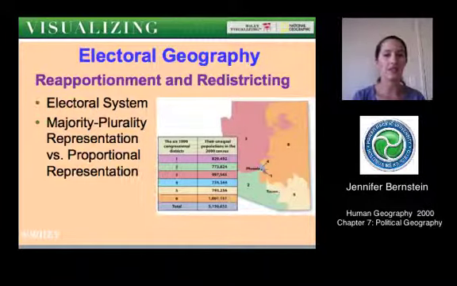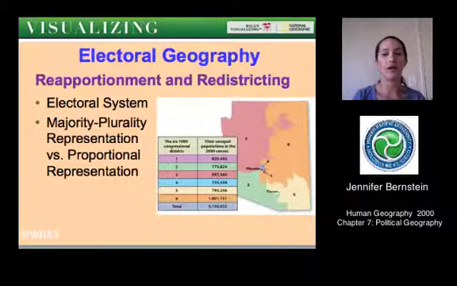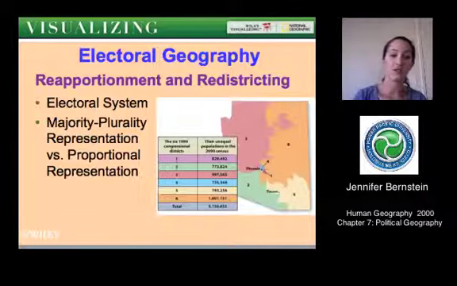What the electoral system is, basically, is a set of procedures that are used to convert the votes that are cast in a region to seats won by a single party or a candidate. And electoral geography, therefore, is the study of the spatial aspects of electoral systems, voting districts, and election results.